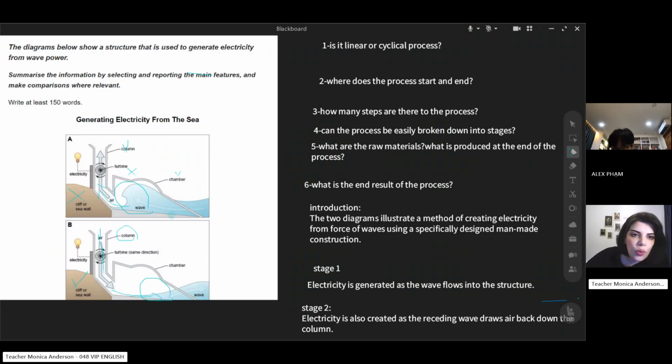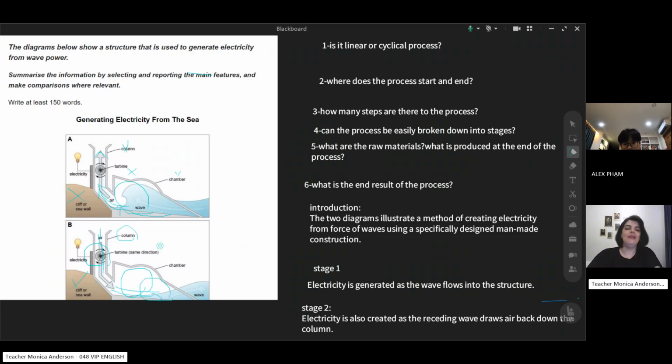First, I can see that waves are coming, pushing air. And look at this arrow, of course, it goes up. Again, we have another trend. Wave goes back, this area is empty. So this force can draw air back down the column again. As you can see, turbine rotates. So this way I can understand which part is important so that it can be my main feature. Okay?